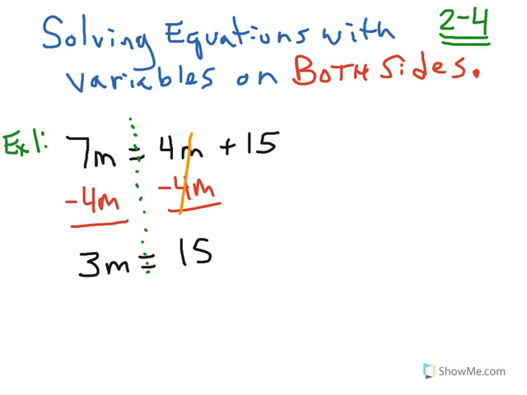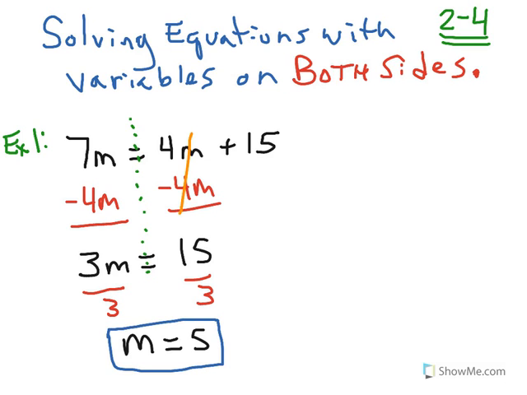Now this just becomes a one-step equation. It's 3 times m. So my inverse operation is to divide by 3. And you got to do it on both sides, just like before. And when you do that, you'll notice m equals 5. Alright?